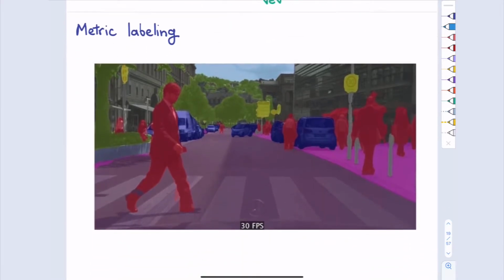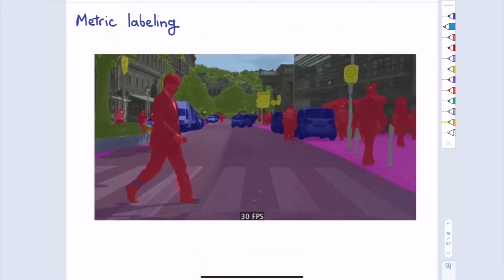How about a third problem? All right, metric labeling. I guess this comes up in image segmentation. The idea is you want to break up the image into regions that presumably represent real entities. So you can see this person is highlighted in red and separated, and it also realizes the street is in purple and stuff like that. So you can see the segments. Okay, so what's one way to model this problem?